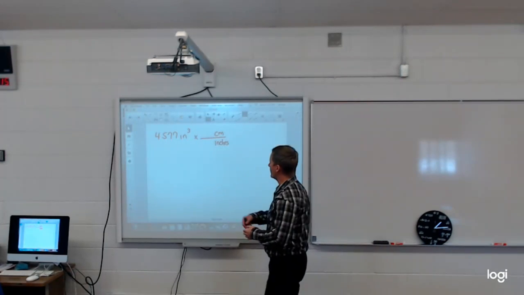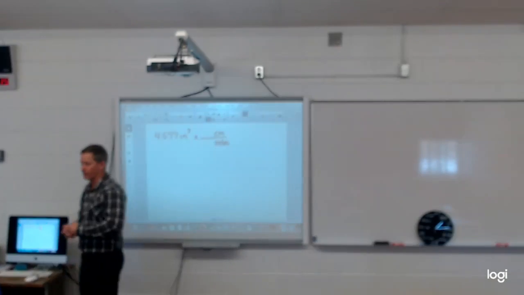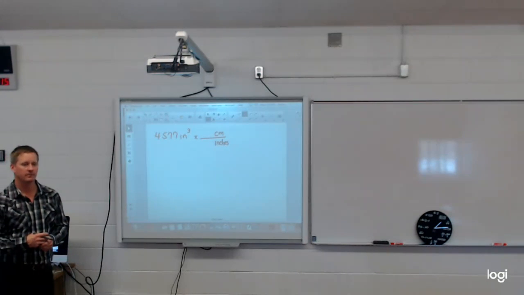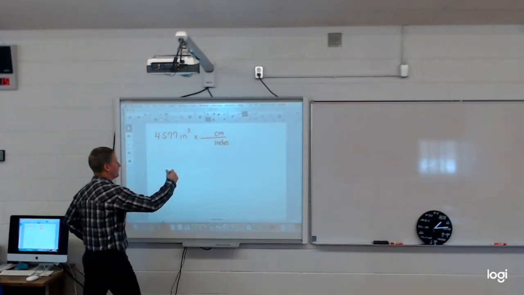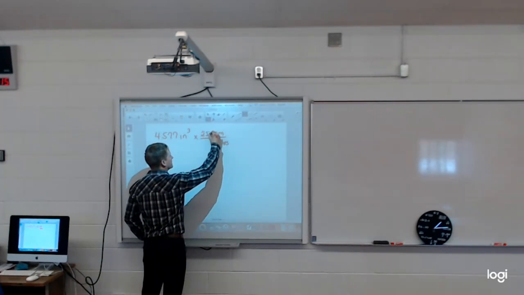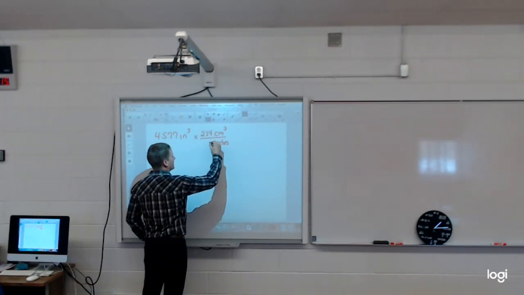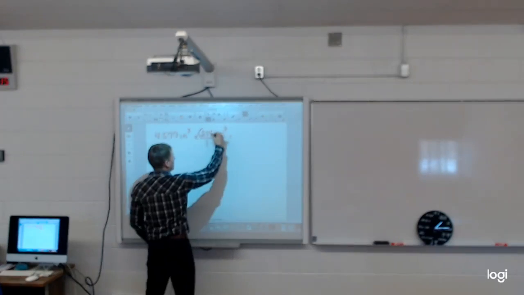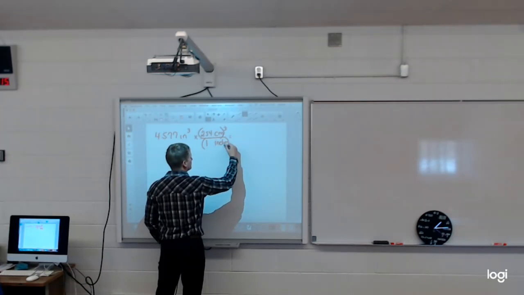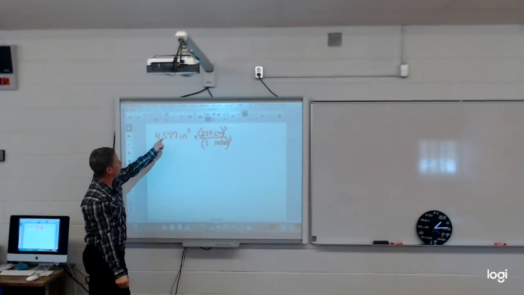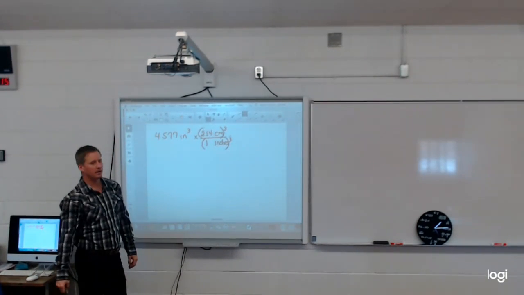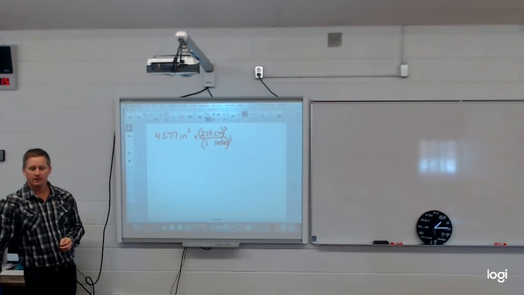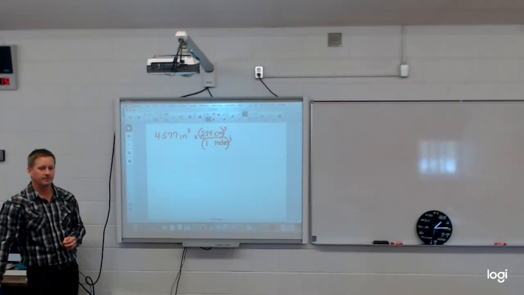So what would I do here if I wanted a different method than using one of the ones off the chart? Do I know how many centimeters are in an inch? 2.54. So here's what I want you to do instead, and I want to see how close it comes. We're going to do this 3 times right now. The first time, I want you to take 4,577 times 2.54 to the power of 3. So you have to cube that value.